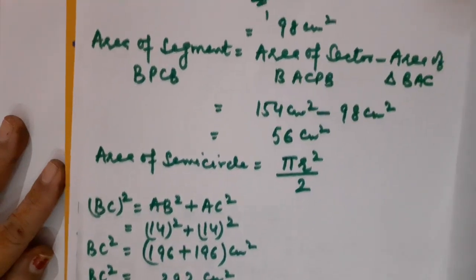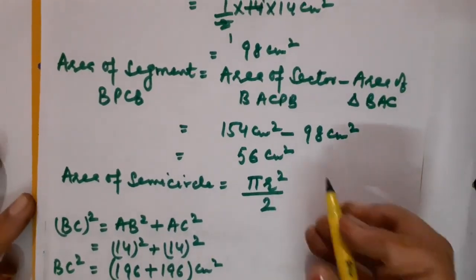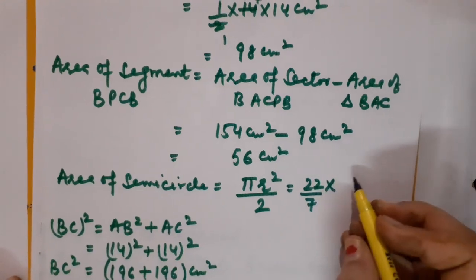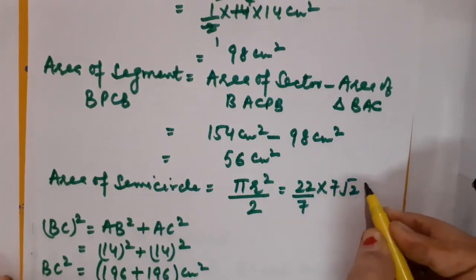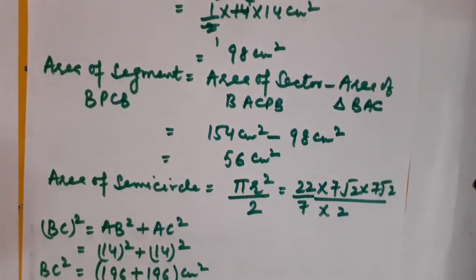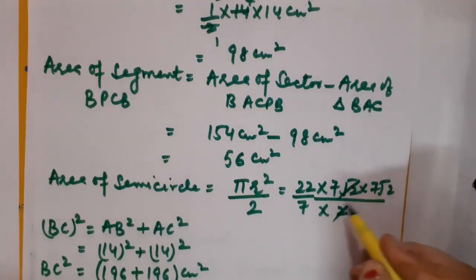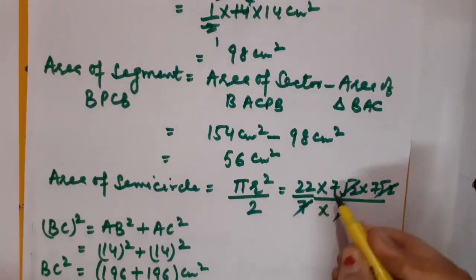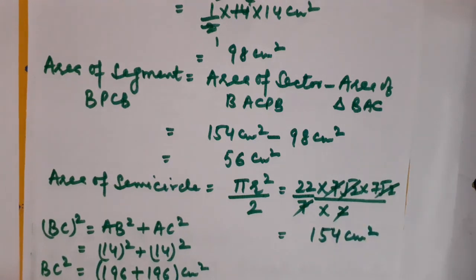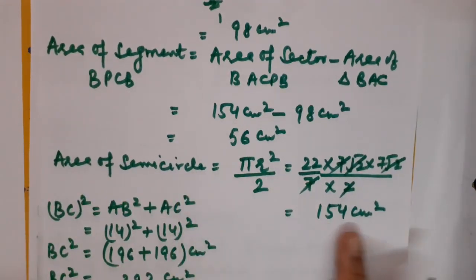So let us substitute this value over here. What I will be getting is 22 by 7 into radius, 7 root 2 into 7 root 2, and here in denominator 2 is also present. This 2 is going to be cancelled with both root 2. 7 and 7 are also going to be cancelled. So I have got 154 centimeter square. This is nothing but the area of semicircle.